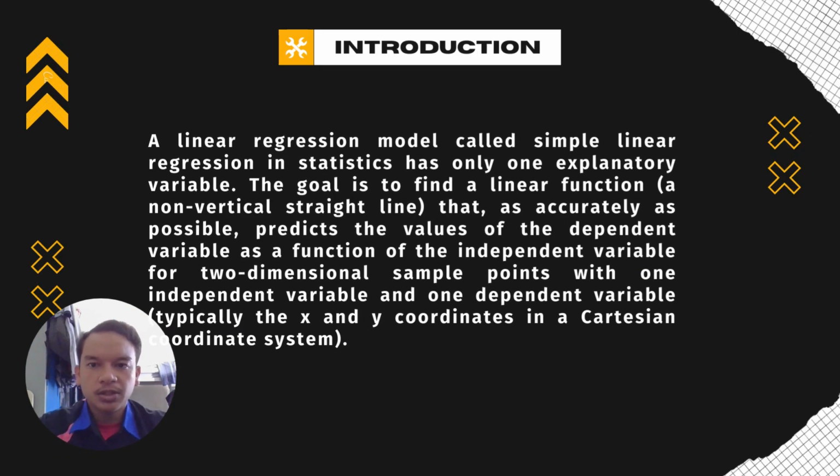For the introduction, a linear regression model called simple linear regression in statistics has only one explanatory variable. The goal is to find a linear function, a non-vertical straight line, that as accurately as possible predicts the values of the dependent variable as a function of the independent variable for a two dimensional sample point with one independent variable and one dependent variable, typically the x and y coordinates in a Cartesian coordinate system.